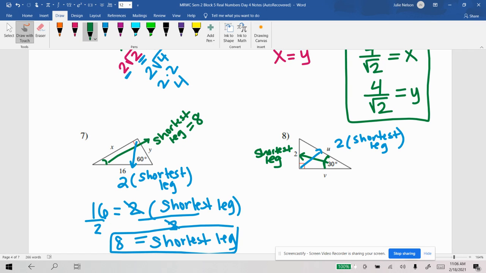Okay, so now I have the shortest side and I have the hypotenuse. So across from the 60 degrees, which we see x, that's always the shortest leg times the square root of 3. Well, if the shortest leg is 8, then it's 8 square root of 3. So I want to make sure I write this nicely. Y is 8, and x is 8 square root of 3.